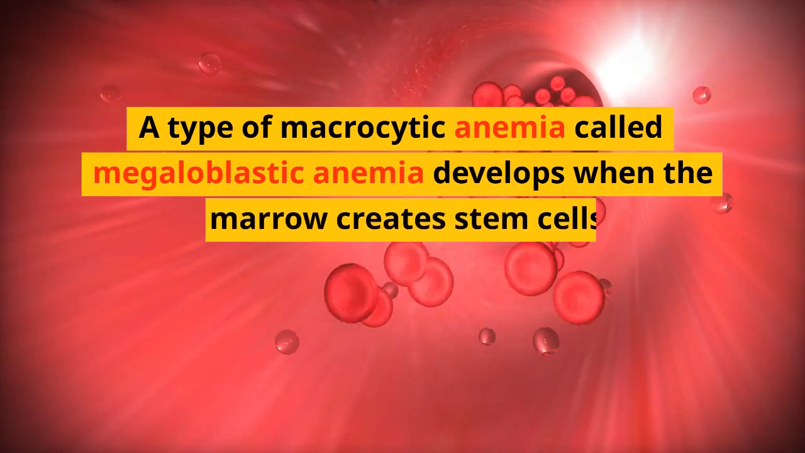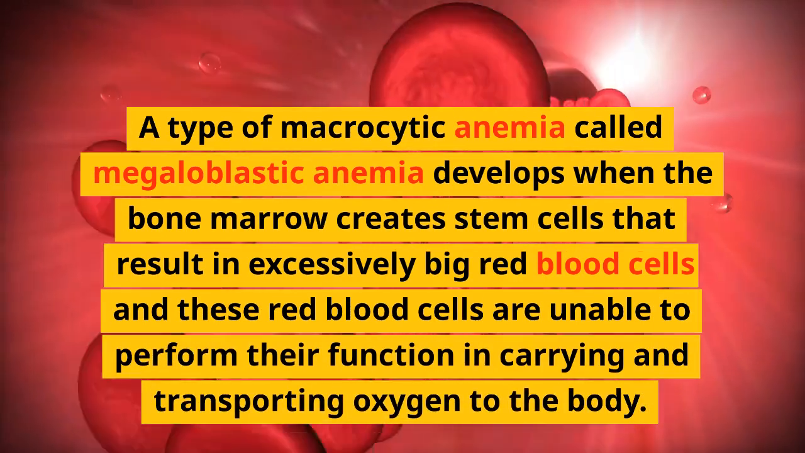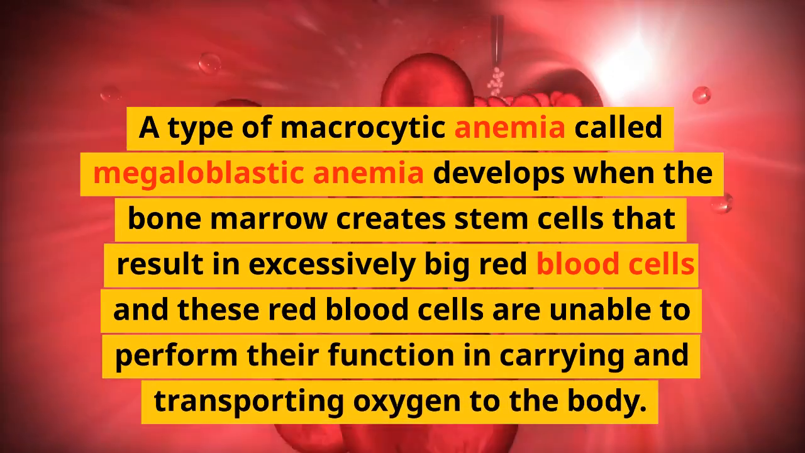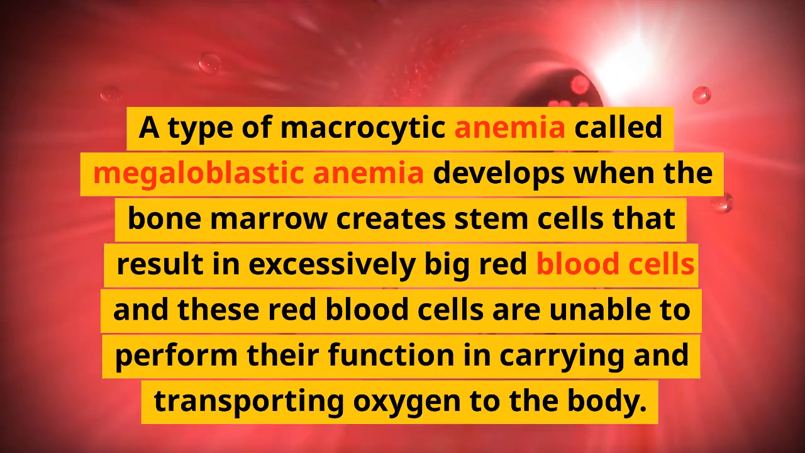A type of anemia called megaloblastic anemia develops when the bone marrow creates stem cells that result in excessively big red blood cells, and these red blood cells are unable to perform their function in carrying and transporting oxygen to the body.